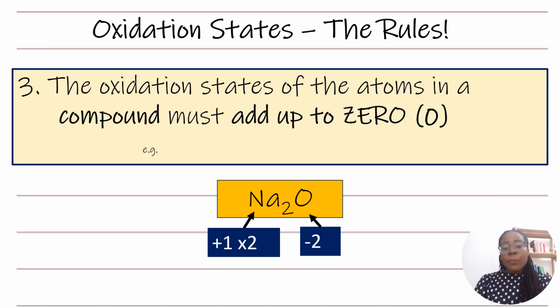Rule number 3, if we are dealing with a compound, the oxidation states of the atoms in that compound must add up to 0. So if we look at Na2O, sodium oxide, as an example, the oxide ion has got a charge of 2 minus, and so an oxidation state of -2. The sodium ion has a charge of 1 plus, and so an oxidation state of +1. And with two of those, they are contributing +2. +2 plus -2 gives us 0 overall for the whole compound.